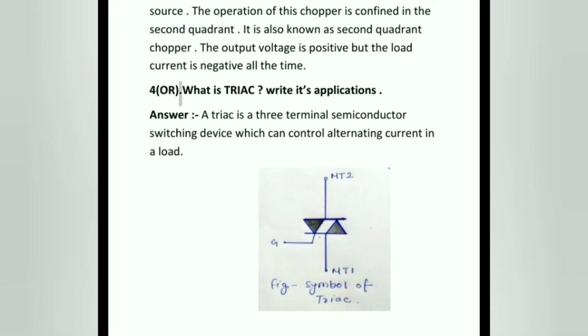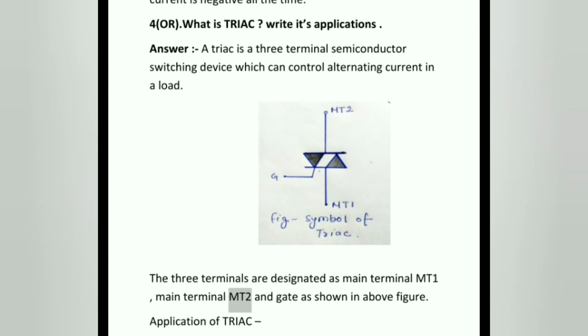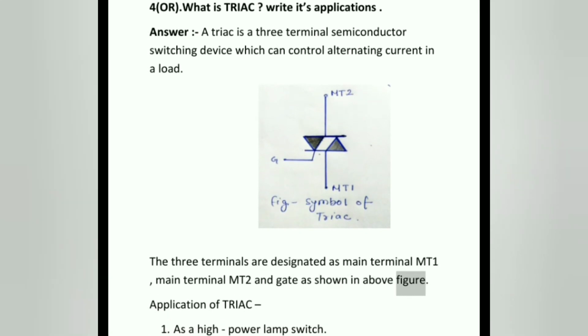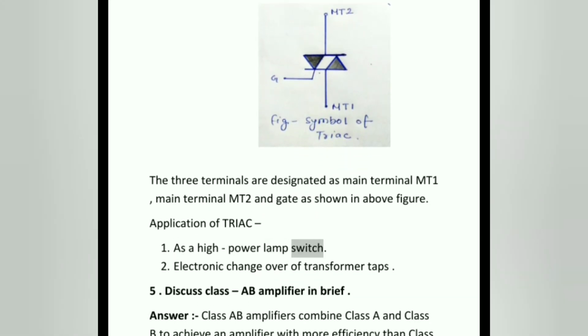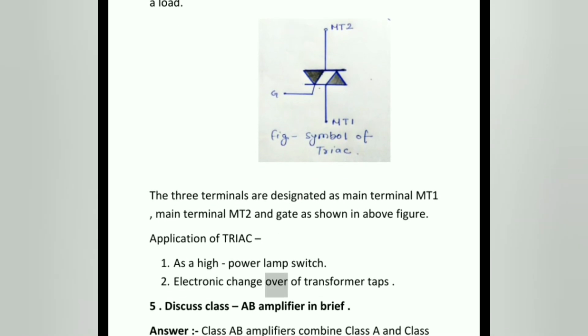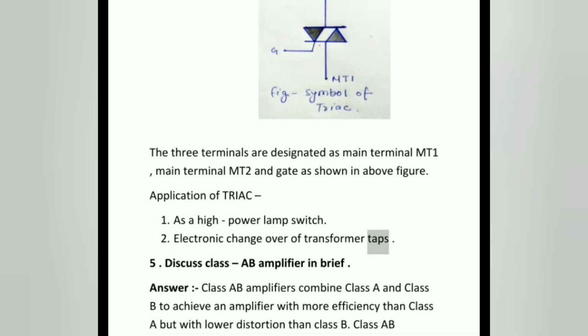4. What is Triac? Write its applications. Answer: A Triac is a 3-terminal semiconductor switching device, which can control alternating current in a load. The 3 terminals are designated as main terminal MT1, main terminal MT2, and gate as shown in the above figure. Applications of Triac: as a high-power lamp switch, electronic change over of transformer taps.